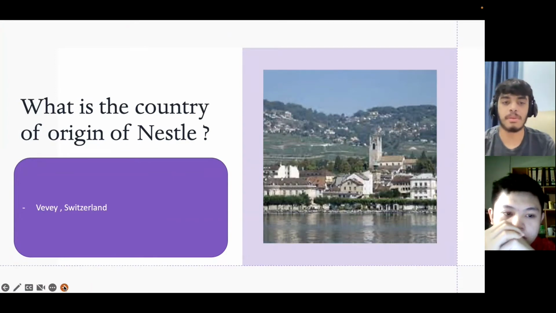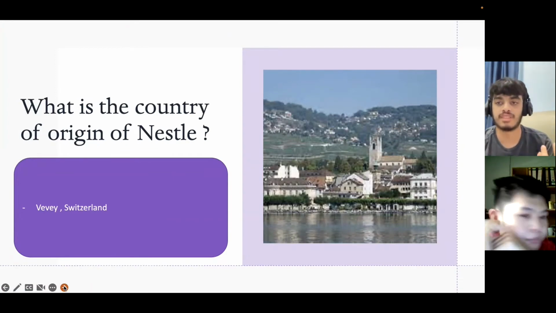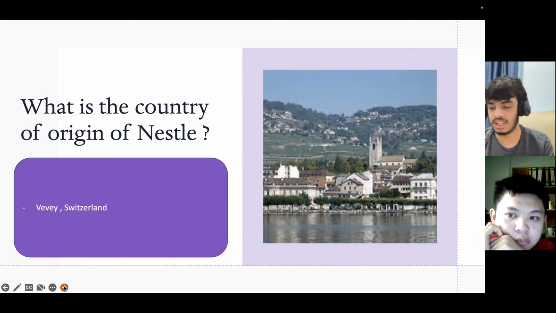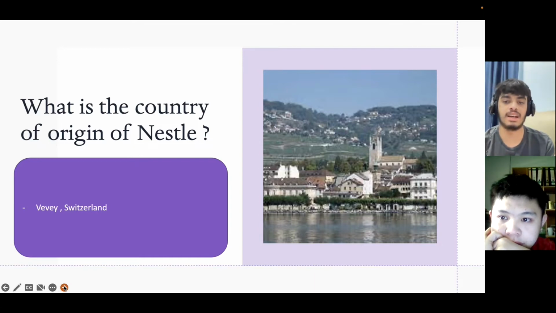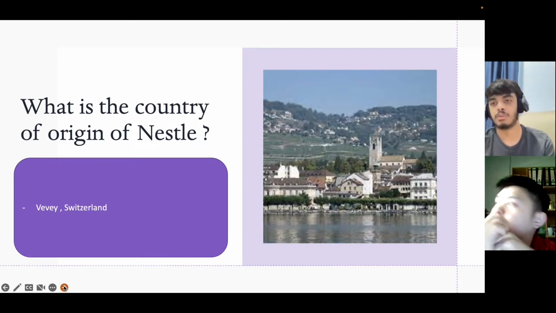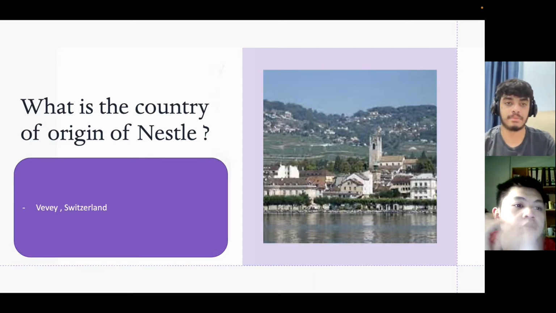Now we need to talk about what is the country of origin of Nestle. Basically, where did our Nestle company begin? It firstly began in the town of Vevey, which is located in Switzerland.